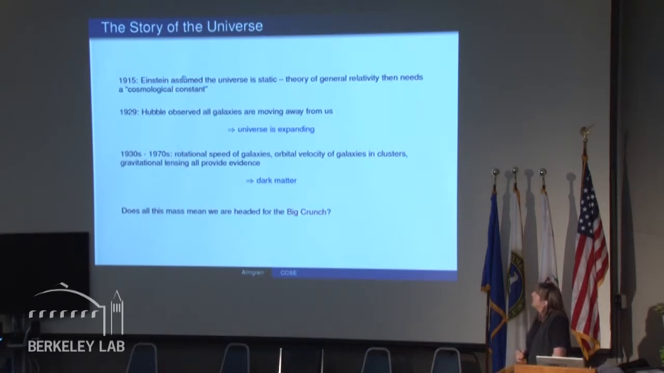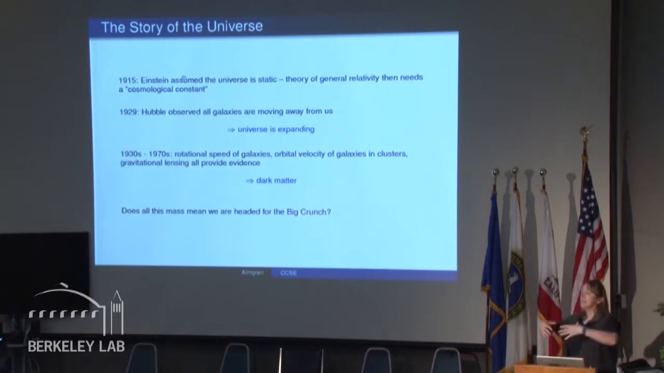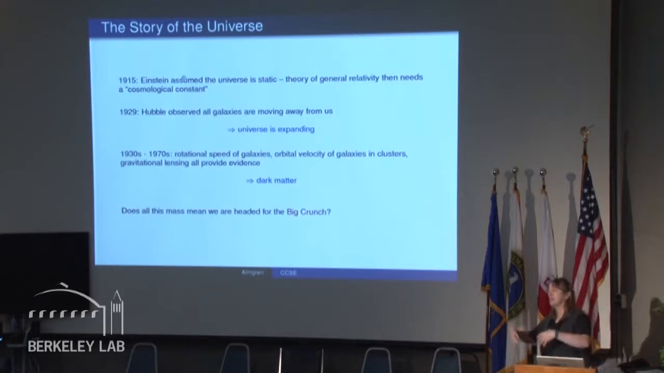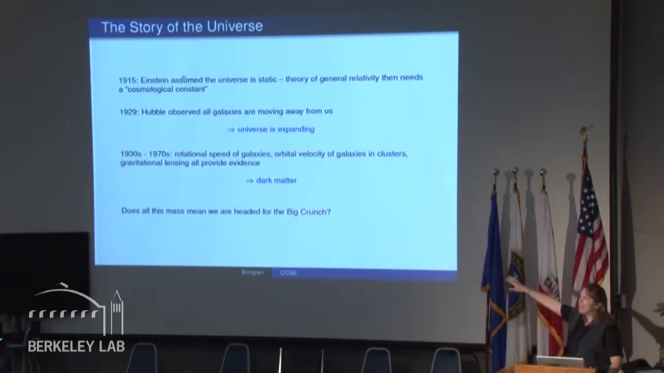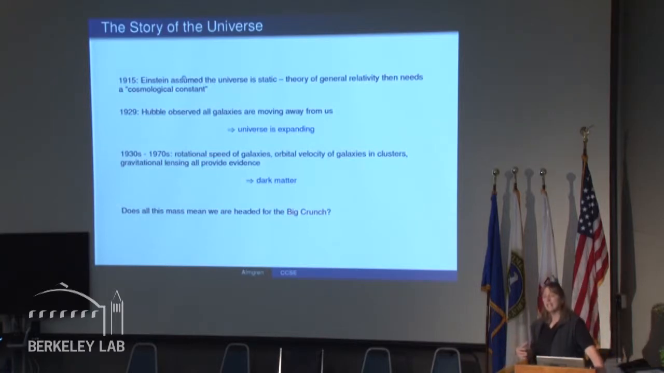In 1929, Hubble observed that galaxies are in fact moving away from us. So that says the universe is expanding. That's the first of three choices. Now we want to know, is it expanding at a constant rate? Is it going to get faster? Is it going to get slower? So now you've got a bunch of observations. You look at the rotational speed of galaxies, the orbital velocity of galaxies in clusters, gravitational lensing. All of these things point to the fact that there's something else out there besides what we see. There's mass there that we haven't accounted for.